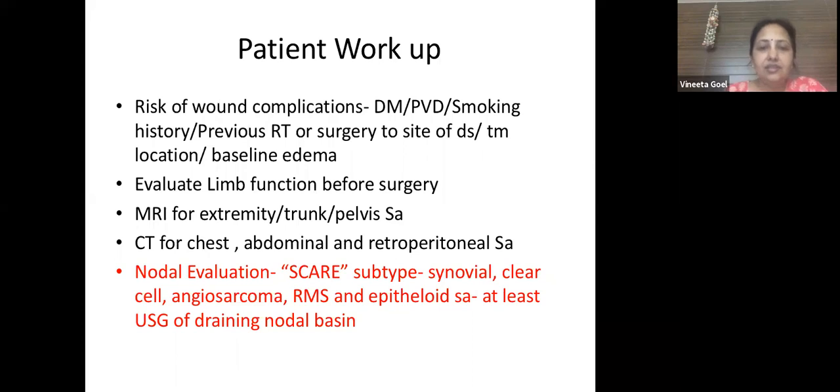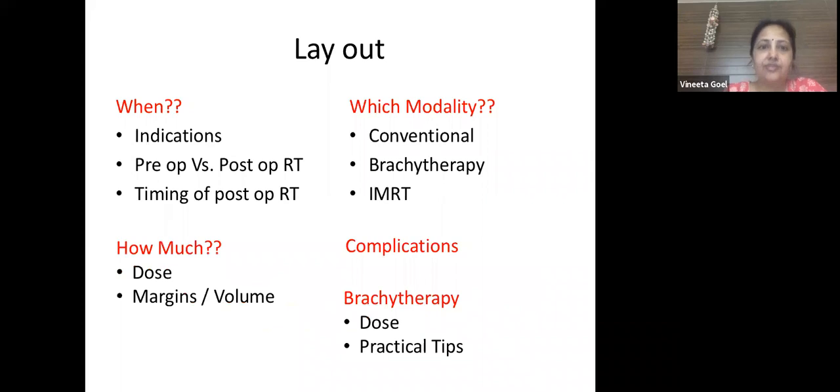Another thing is that we must do a nodal evaluation, which is commonly done for synovial sarcomas, clear cell sarcomas, angiosarcomas, rhabdomyosarcomas, and epithelioid sarcomas. For example, if we get a patient of angiosarcoma in the lower limb, then we would generally ask for ultrasound of the inguinal and pelvic region to identify any nodal basins, any nodes in these areas. And clinically also one must examine these draining sites like popliteal lymph nodes and inguinal lymph nodes, etc.